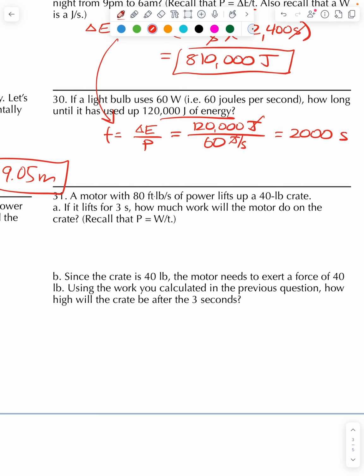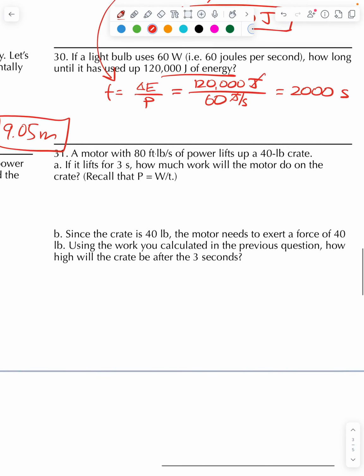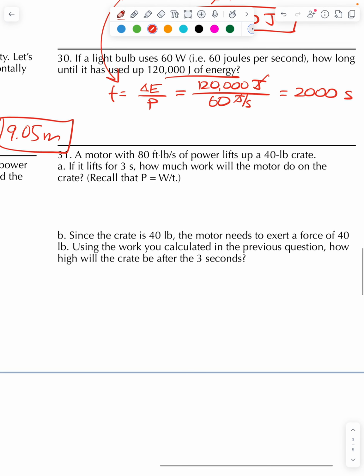A motor with 80 foot-pounds per second of power lifts up a 40-pound crate. If it lifts for 3 seconds, how much work will the motor do on the crate? Again, just manipulating the power equation, but this time I'll use, instead of power equals delta E over T, power equals the work you do over time. Again, that's not watts, that's work. So we're looking for how much work.